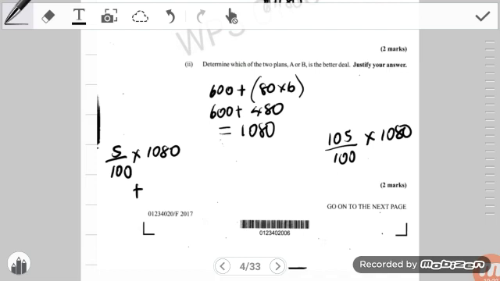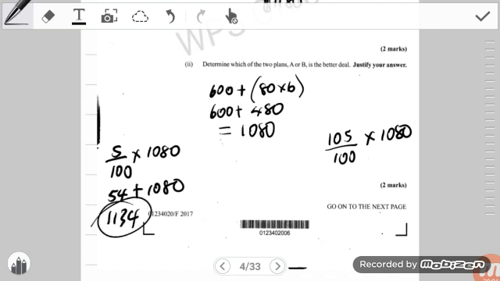For the persons who know that tax is calculated by finding the tax first, then adding the tax to the price, 5 divided by 100 times 1,080 is going to give me 54. So I'm going to add the 54 to the 1,080, and that should give me 1,134. That would be my answer for plan B.